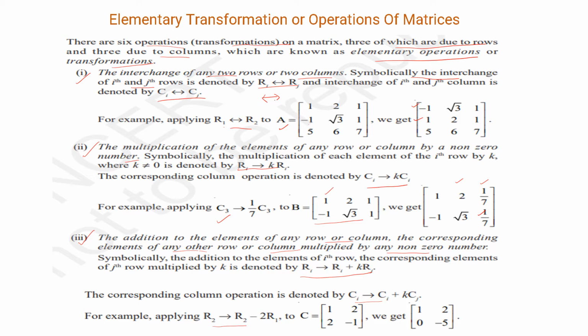For example, I am applying the operation for this 2 cross 2 matrix as R2, means the second row is to be written as R2 minus 2 times R1. So what will happen now? Each element of row 2 is now to be expressed as R2 minus 2 times R1. So the first row is as it is, the second row's first element is 2 minus 2 times 1, which is 0, and the next is minus 1 minus 2 times 2, which is minus 1 minus 4, that together gives you minus 5.